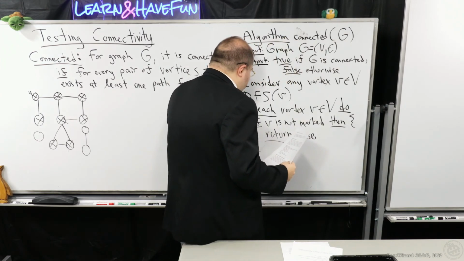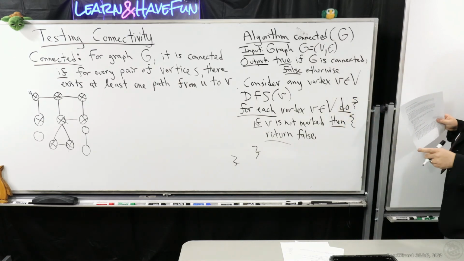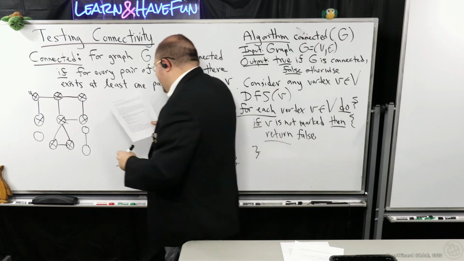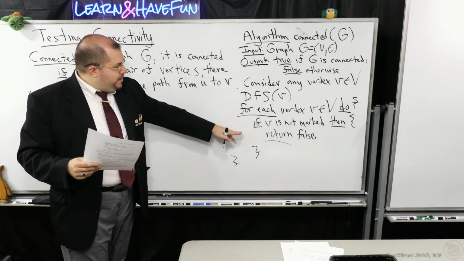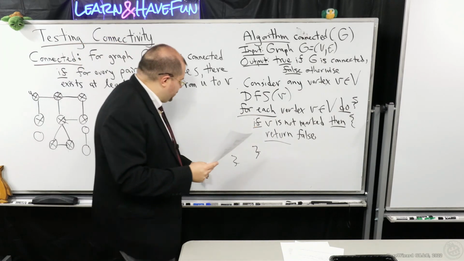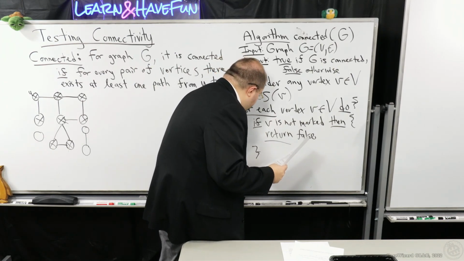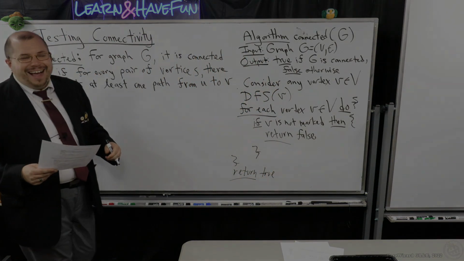Then you just go through this loop. I'm going to add the curly braces. Never forget your curly braces. Once you've examined all the vertices, if all of them are marked, meaning that the false case will never occur, you're going to return true, meaning that the graph is connected. Piece of cake, right?